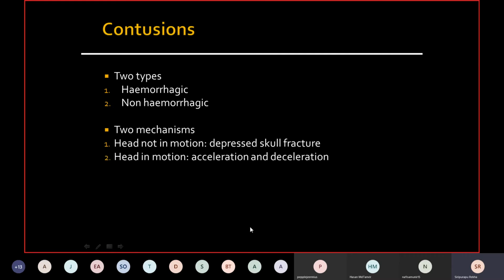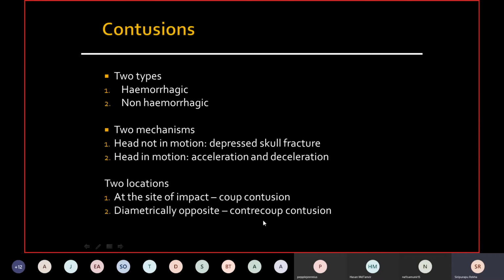But the one that we tend to see a little bit more commonly is when you see acceleration and deceleration, as in the head is in motion and we see contusional injury. There are 2 locations. So you see coup contusions, which occur at the site of impact, and contra-coup when they occur diametrically opposite the site of impact.